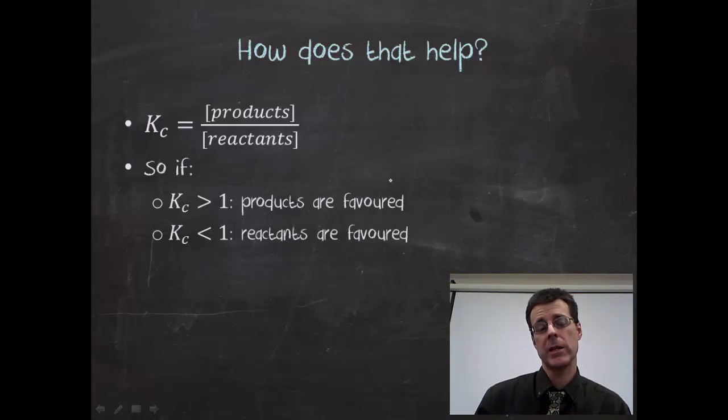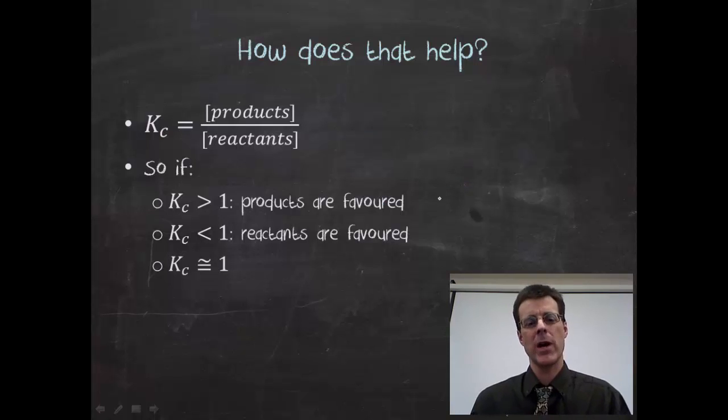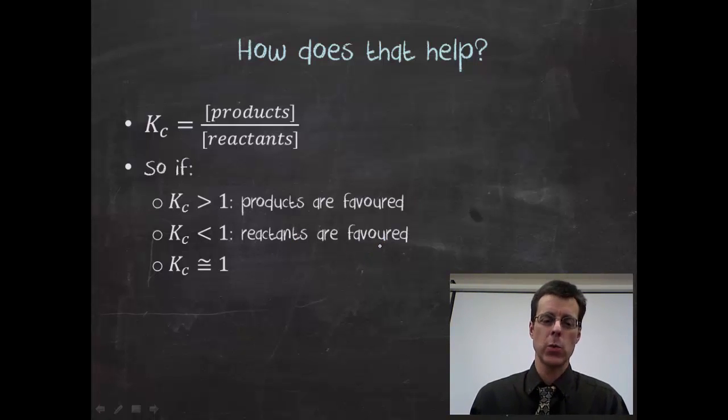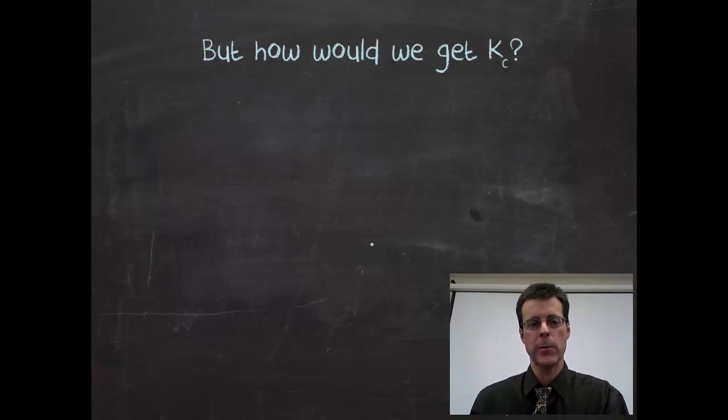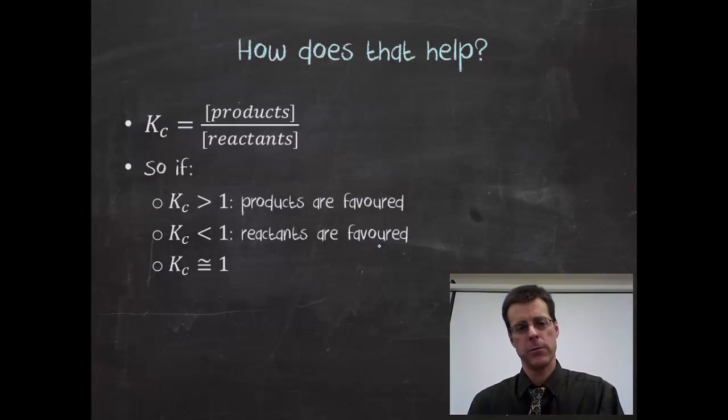If, on the other hand, K is small, then that means the reactants are favored. So if I were to look at the concentration of products, maybe that's my 2, and the concentration of the reactants, I still have lots of reactants that haven't made products. So then I have a small number, and this would be, say, 0.2. If K is around 1, and I say around 1 because K can be very, very large, it can be very, very small, but if it's around 1, then neither one is favored. Okay, now we'll move forward.